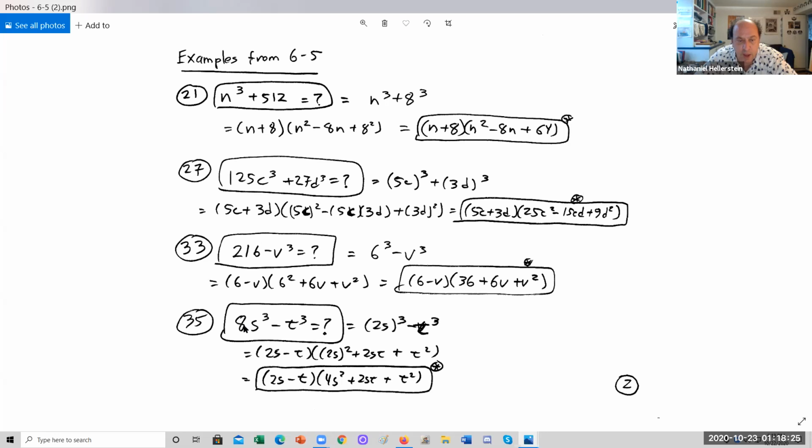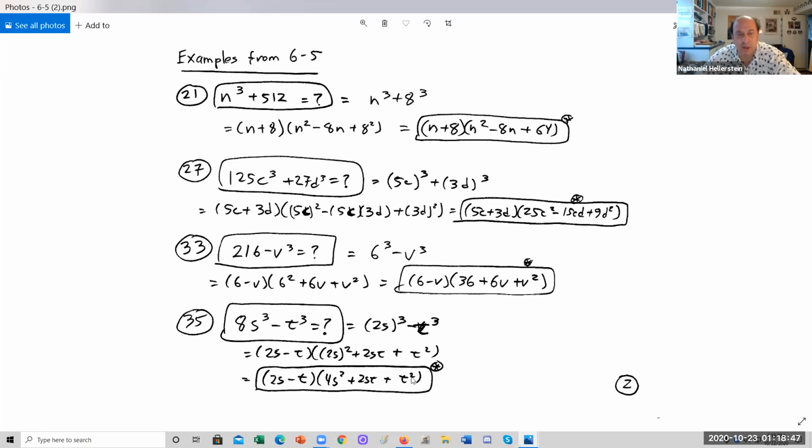Here we have 8s cubed minus t cubed. All right, this first term is the cube of 2s because 8 is 2 cubed. 2s cubed minus t cubed, difference of cubes is difference times square plus product plus square. And after squaring things out, you get 2s minus t times 4s squared plus 2st plus t squared.